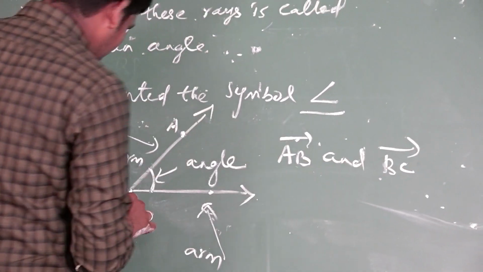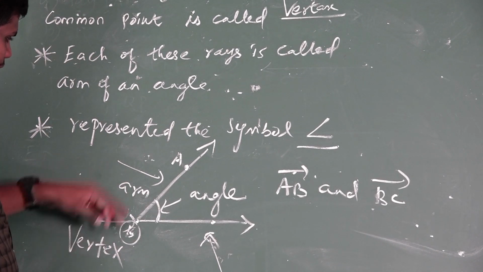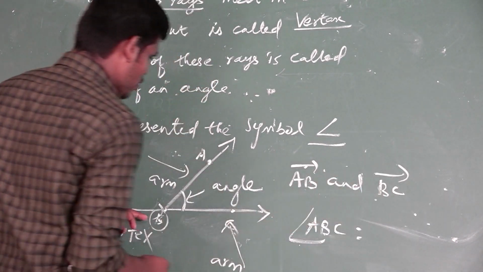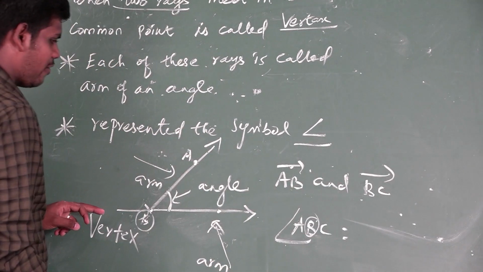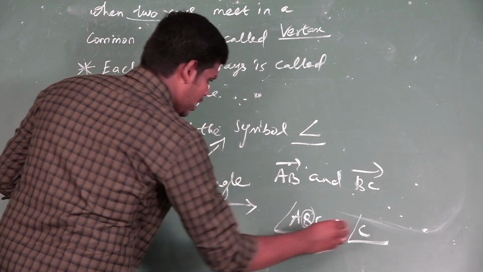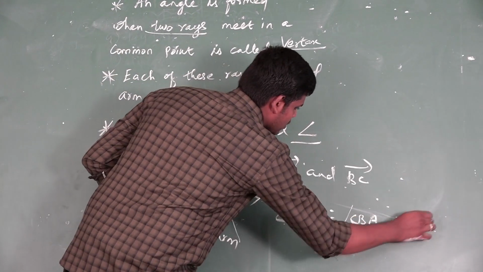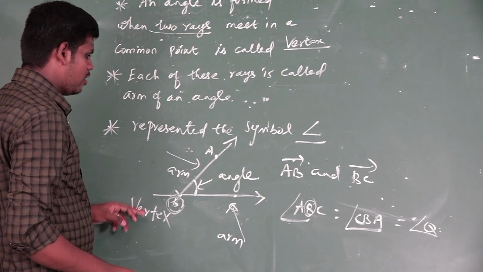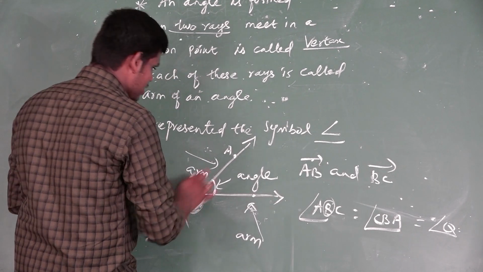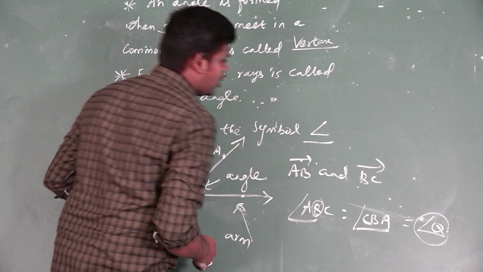Here, AB and BC meet at a common point, that is point B. So here it forms the angle ABC. The vertex point comes in between, or otherwise CBA. So we can consider only the point B. ABC is also equal to CBA. Are these both equal to the same angle?